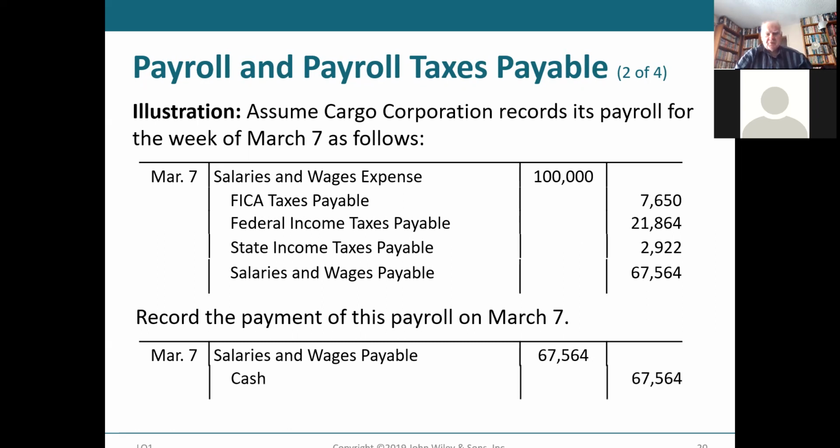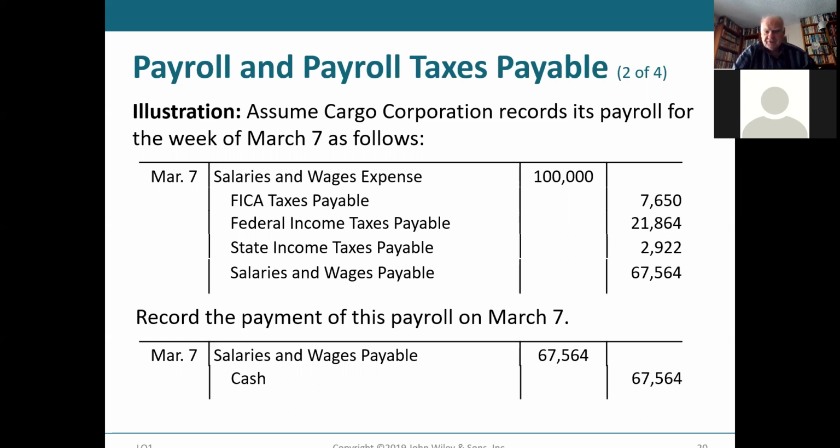That's your basic journal entry to record a payroll, David. You've been a working person, I'm sure. Your check stub is the journal entry. Salaries and wages expense is your gross pay. That's the only expense to the company, the gross pay. So your gross pay is the 100,000.